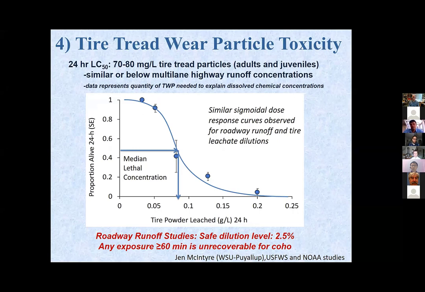More interestingly, from a treatment and management perspective, the safe dilution level is 2.5%. So Jen needs to take roadway runoff and dilute it all the way down to 2.5% before she can get coho salmon to survive the exposure. So think about receiving waters and how many receiving waters might have 2.5% or more roadway runoff in there.